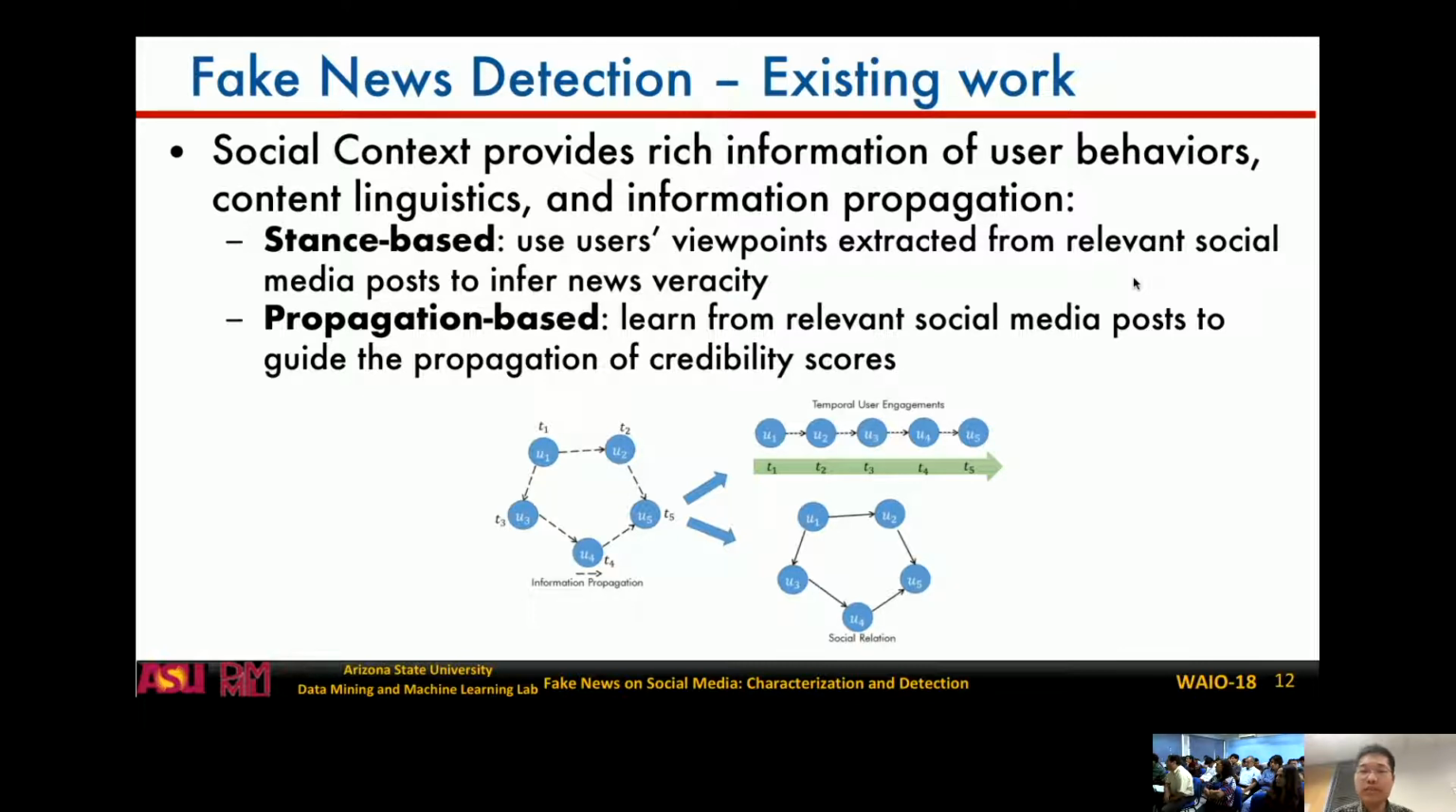The first aspect is to look at it from the temporal point of view. So we can look at T1, T2, T3, T4, what are the users' opinions towards this news. Here, we can use some advanced deep learning algorithms, such as LSTM, to model this temporal engagement of users to find features to represent these news articles. And also, we can look at the social relations at the bottom as well. These are all existing work trying to solve this problem, which is covered in our survey paper. If you want more details, you can look into our survey papers.